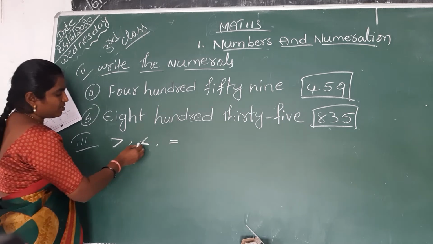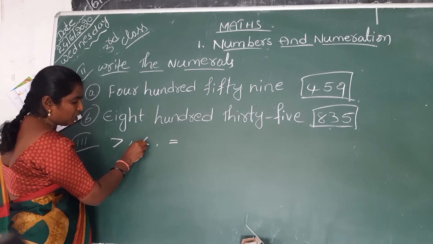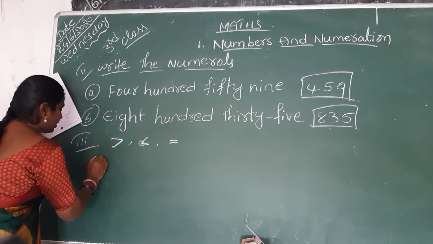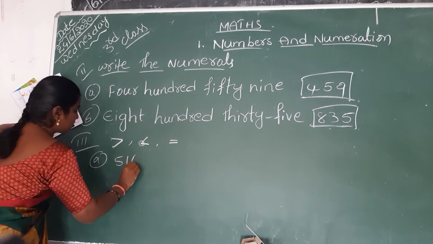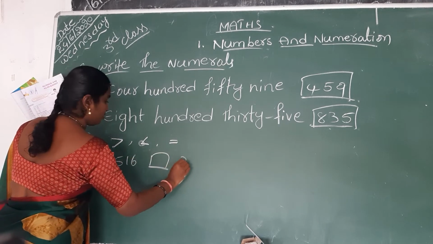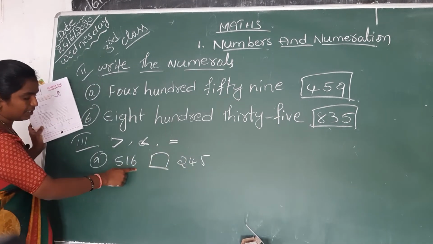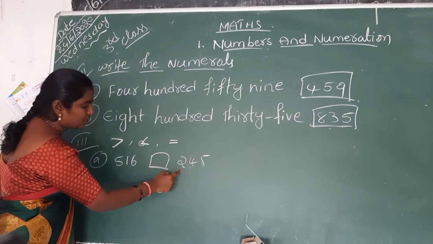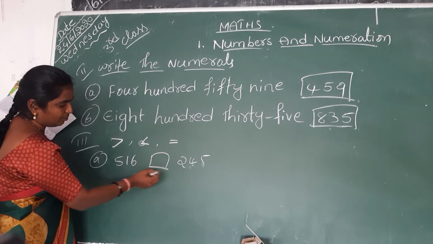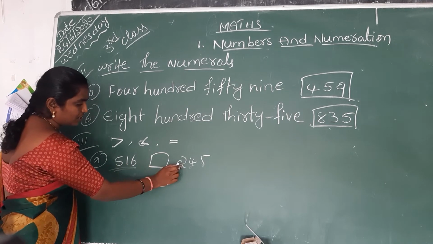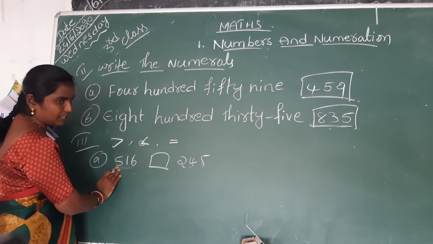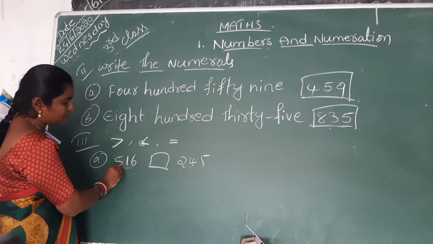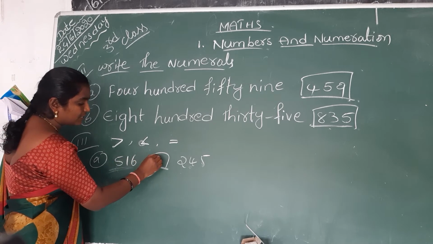How do you find the smaller than symbol? If you have the corner, it is smaller than. If you have the starting two lines, it is the greater than symbol. For example, 516 and 245. Two numbers are given. In these two numbers, which is the bigger number and which is the smaller number? Here 5 is in the hundreds place, and here 2 is. So 5 is the greater number. So if the first number is the bigger number, you have to put the greater than symbol.